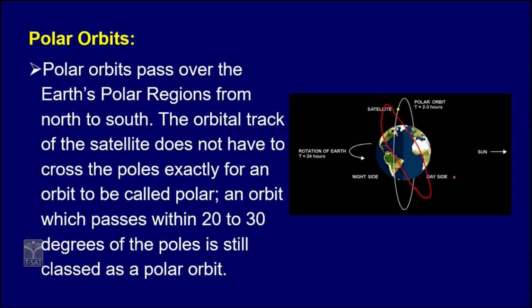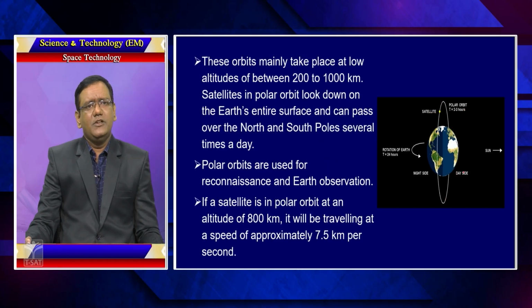So any orbit which passes within 20 to 30 degrees is called a polar orbit. So this polar orbit is an orbit that revolves around the Earth from north to south within this angle of 20 to 30 degrees, also called polar orbits. These orbits mainly take place at low altitudes of between 200 to 1000 kilometers.